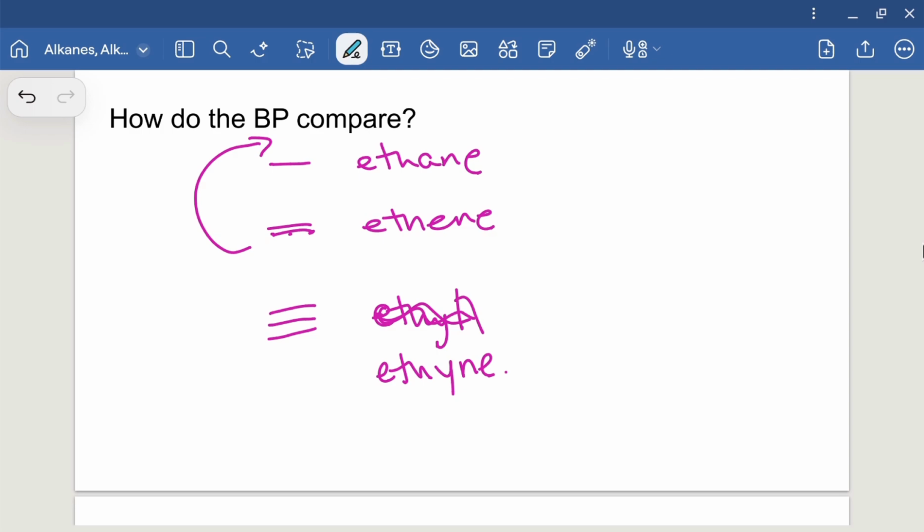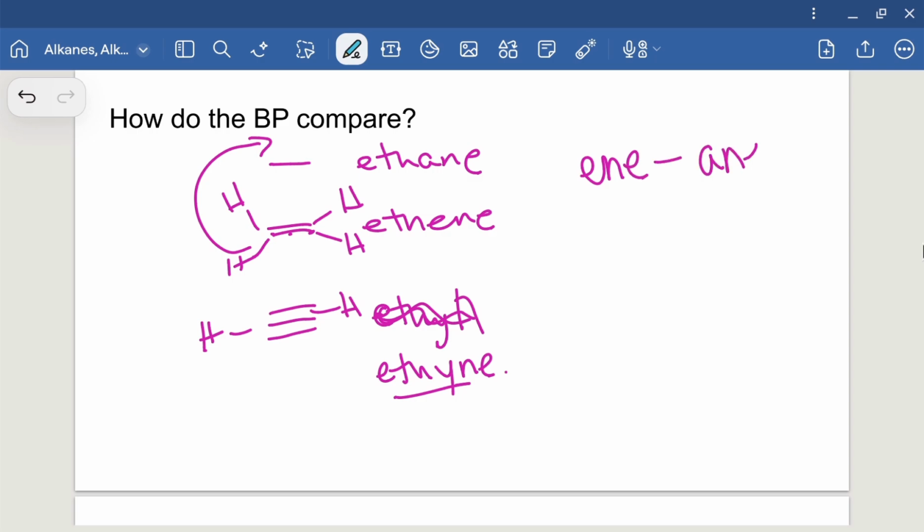And then the last one, because of the linear structure. The second one wouldn't actually be linear because we have those hydrogens sticking out. But this last one, your hydrogens that are attached all form a linear structure, and that means they can really pack close together. Because of that, this has the highest boiling point. So when you're comparing boiling points, it goes ENE, then ANE, and then YNE. Double bonds have the lowest boiling point, single bonds are in the middle, triple bonds are last.